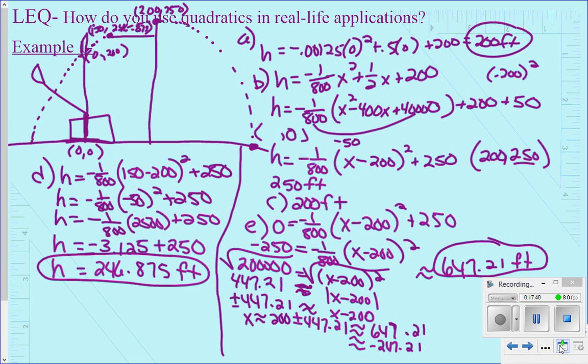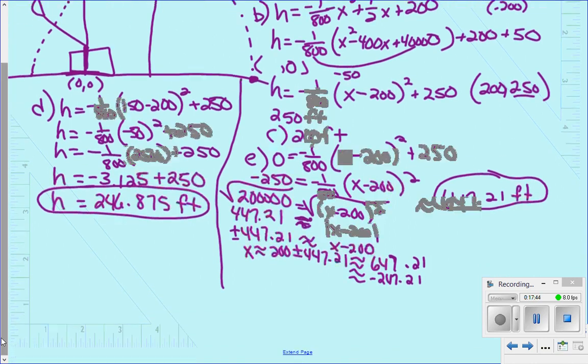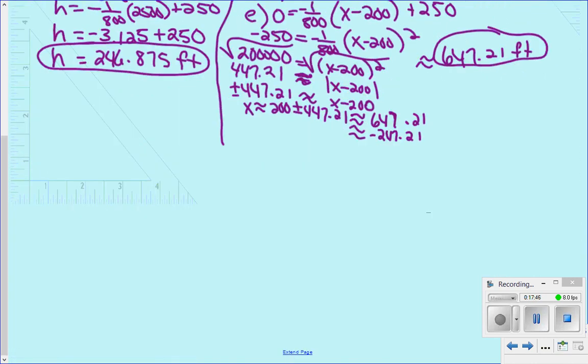So that's exactly what we're going to do. We're going to substitute, this is part F, we're going to substitute 230 in for h, which is the y, and we're going to solve for x. So again, I'm going to use vertex form.